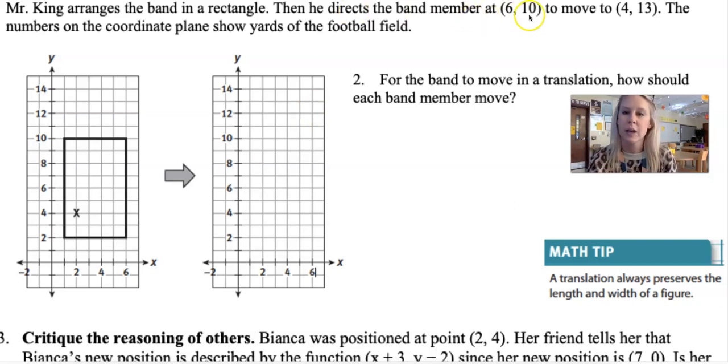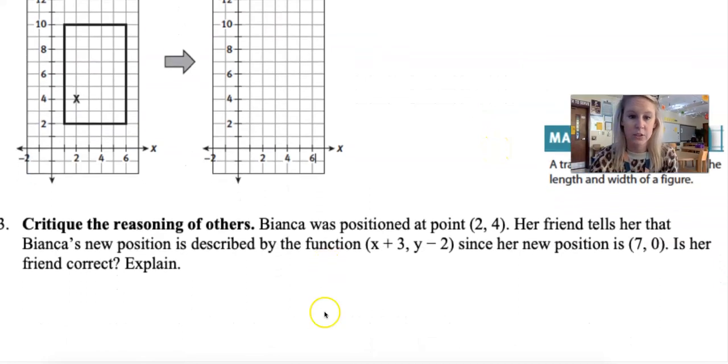He then directs the band member at (6, 10) to move to (4, 13). The numbers on the coordinate plane show the yards of the football field. So for the band members to move in a translation, how should each band member move? If he tells one person to go from (6, 10) to (4, 13), what should everyone else do? And then try number 3.